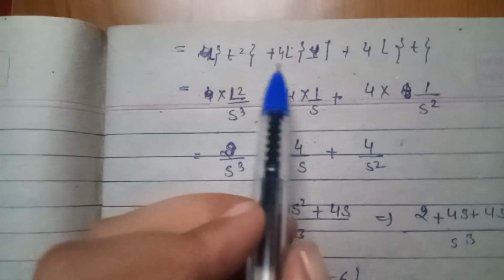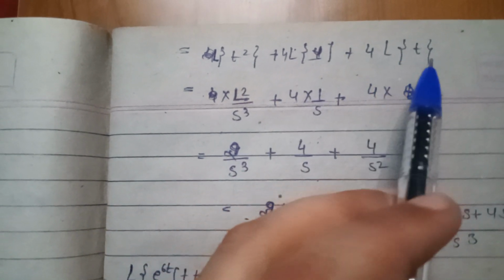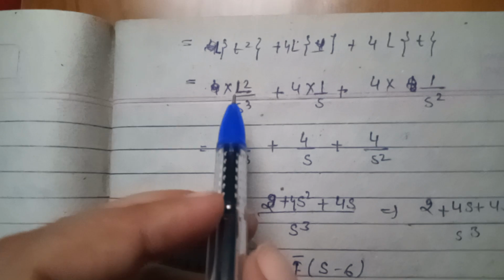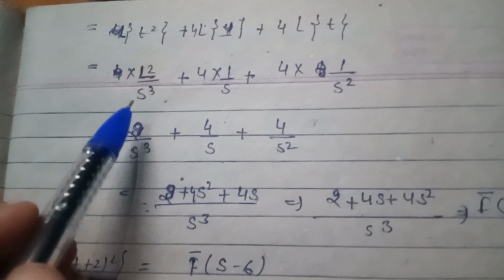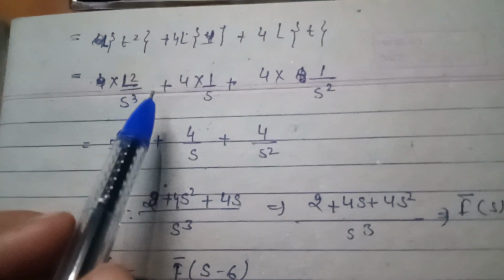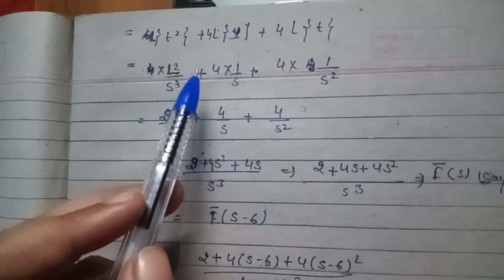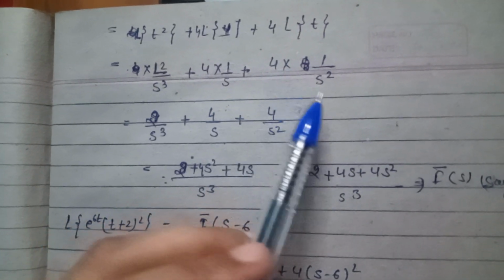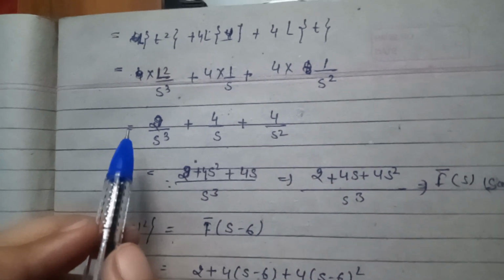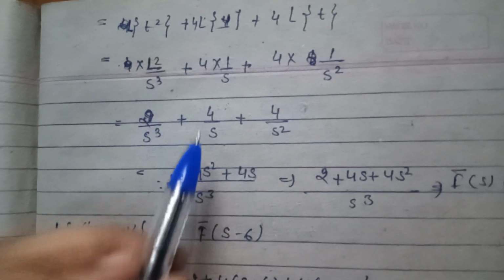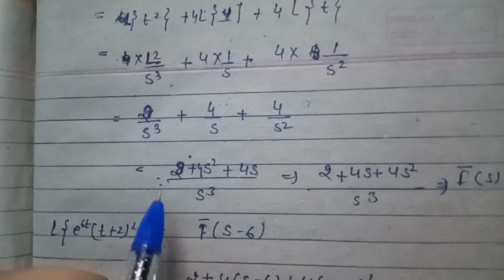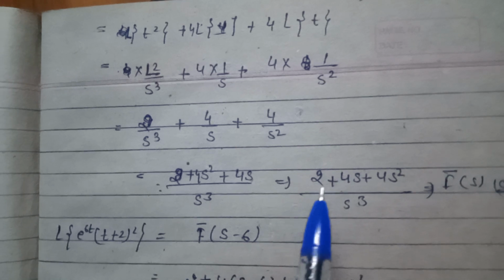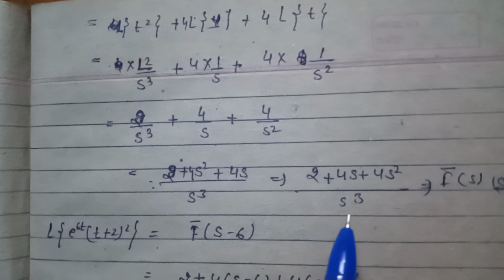Laplace t square plus 4 Laplace 1 plus 4 Laplace t. So on solving this we will get factorial 2 upon s cube plus 4 into 1 by s plus 4 into 1 by s square, which is equal to 2 by s cube plus 4 by s plus 4 by s square, which is equal to 2 plus 4s square plus 4s by s cube, which is equal to 2 plus 4s plus 4s square upon s cube.